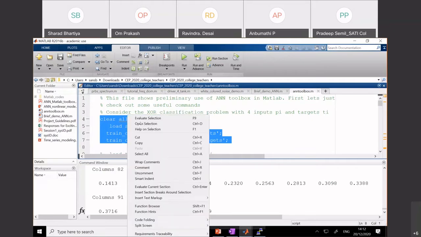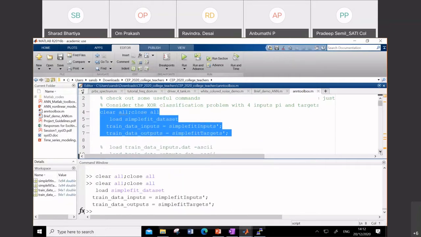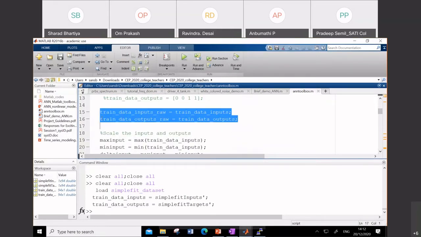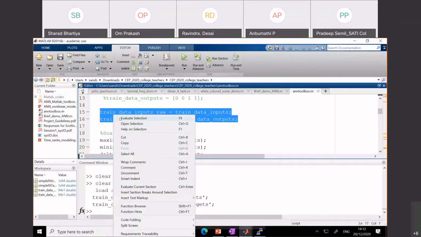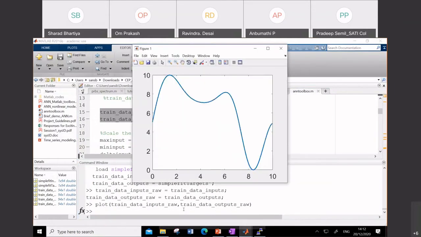Okay, so let me just load it. Now I think what I could do is, so this is my raw data set. I told you the first thing I would like to do is scale it. But let's look at the raw data set first. So I will do plot train data inputs raw. These are the inputs, the X, and train data outputs raw. So at least this is that curve.